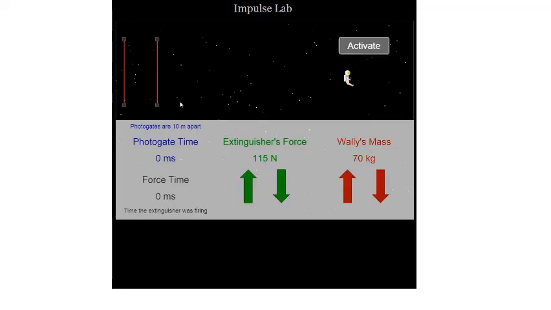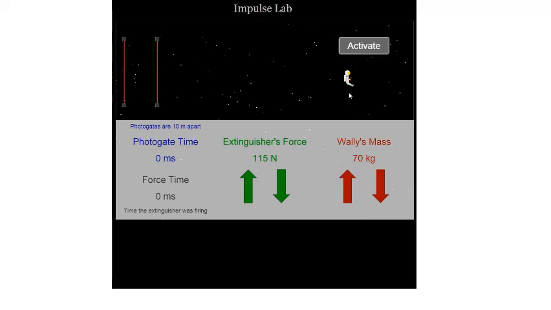And so there are things you can vary with this activity. Of course, you can change the amount of force that the fire extinguisher provides. The fire extinguisher is what Wally is going to use to propel himself around. You can also change his mass. And the last thing you can change is actually the amount of time that he's firing his fire extinguisher.